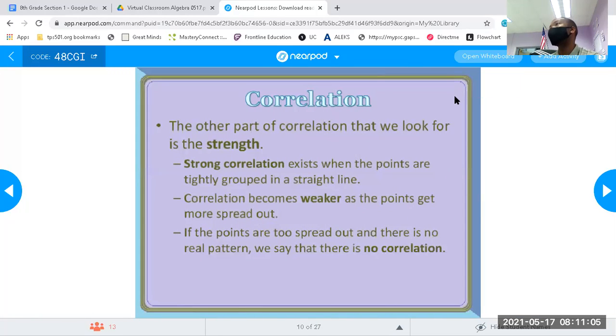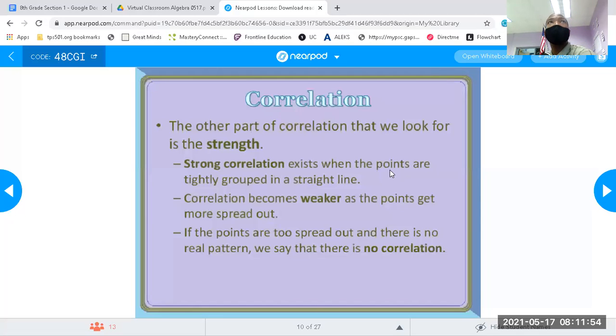Now, another part of correlation that we need to look at is called strength. Strong correlation exists when the points are tightly grouped together in a straight line. Bam. Strong correlation deals with when the points are tightly grouped together in a straight line. It becomes weaker when the points start to scatter.